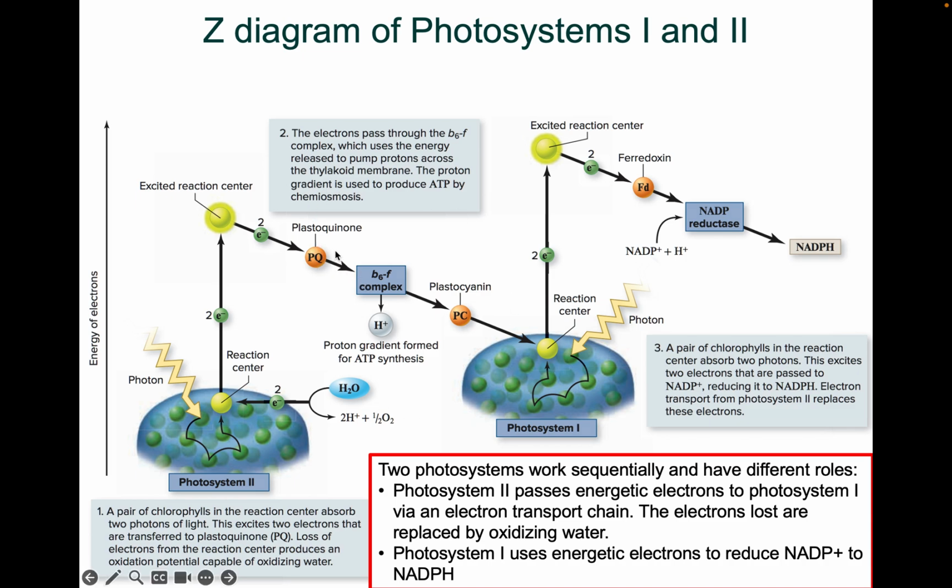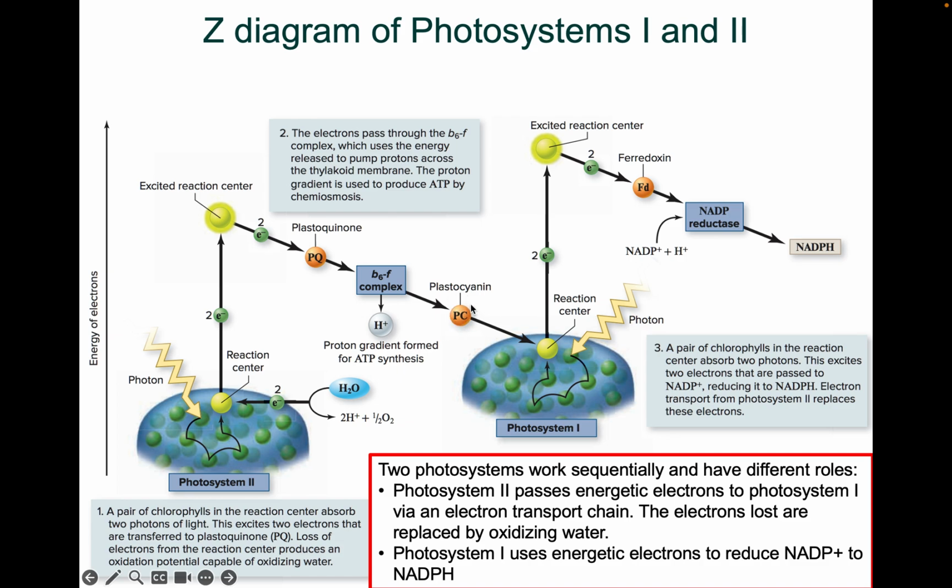Then it passes its electrons to this B6F complex, which then passes them again to plastocyanin, another electron carrier. This B6F complex is a proton pump. The passing of electrons supplies it energy to pump out hydrogens, and this creates a proton gradient, which is needed for ATP synthesis. Because now these protons that are out will go back inside through ATP synthase, so chemiosmosis. So when plastocyanin comes in, it's going to pass its electrons on. So this is plastocyanin.